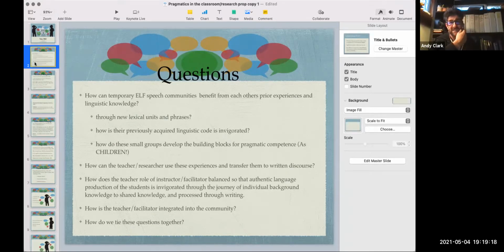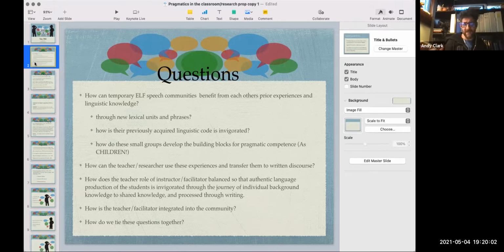My big question is how contemporary English as a lingua franca speech communities benefit from each other's prior experiences and linguistic knowledge. Is it through new lexical units and phrases? And how is their previously acquired linguistic code invigorated? And importantly, how do these small groups develop the building blocks for developing their pragmatic competence as children, as second language learners? How does the teacher use the experiences and transfer them to the written discourse? What's the teacher's role? Is it a facilitator? Is it instruction? Is it balanced? What happens there?